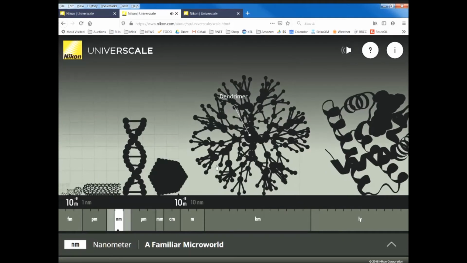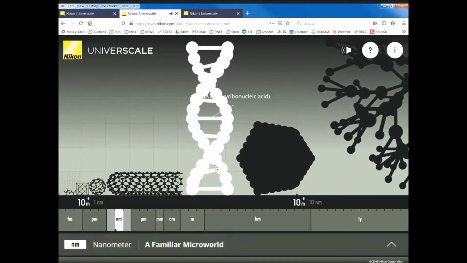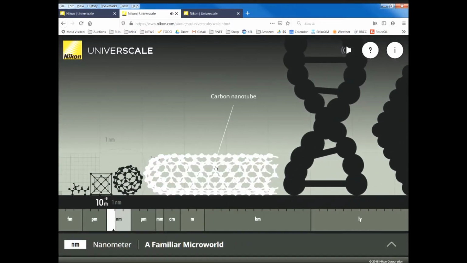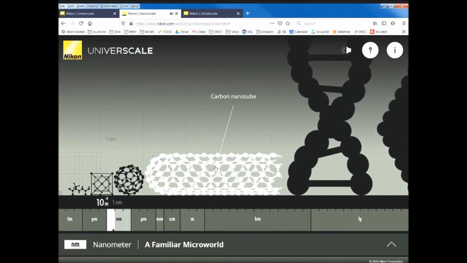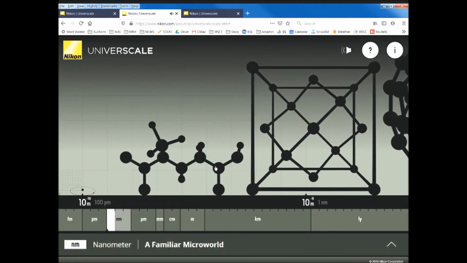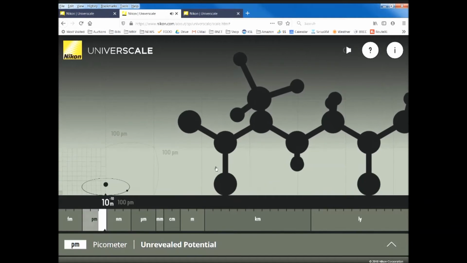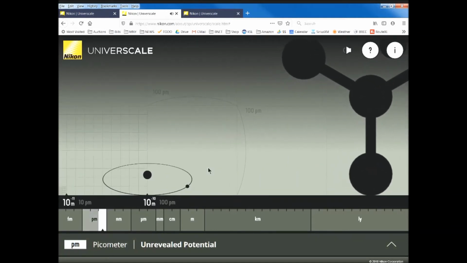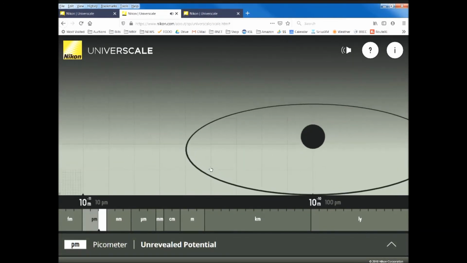Protein. Here's our nano world now: nanoparticles, DNA. Here's a carbon nanotube, 10 to the negative 9, which is a nanometer, a billionth. Getting smaller still, fullerene, silicon crystal. Now we're approaching the picos, very small, an amino acid. And here is our atom, very, very small, 10 to the negative 12, which is a trillionth of a meter.